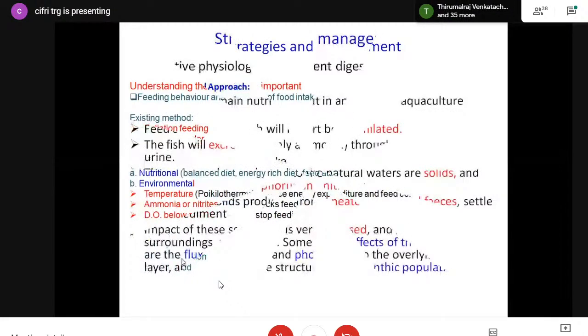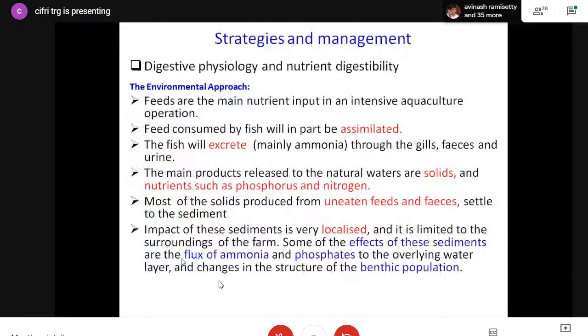And then digestive physiology. That is very vital as far as feed formulation and feeding management are concerned. Unless we understand the digestive physiology, we cannot formulate the right kind of food and its digestibility. I'll show you a few photographs of the digestive system of the fishes. I'll come to that later on. Let us discuss the environmental approach.